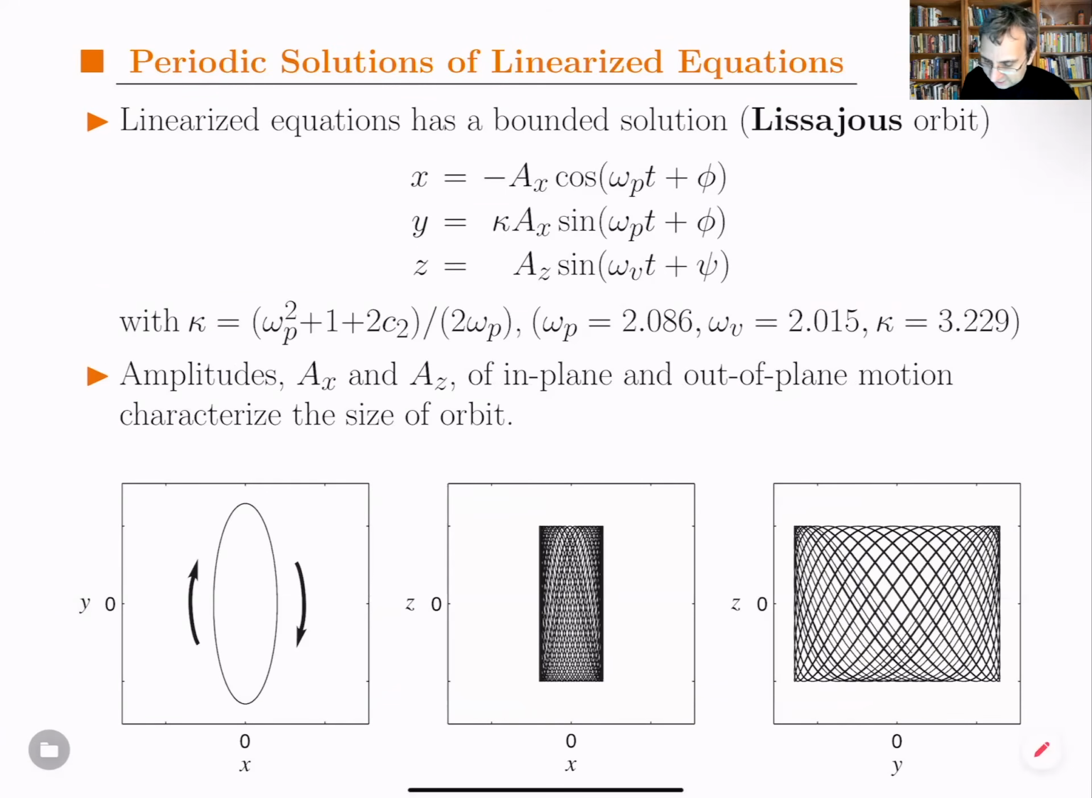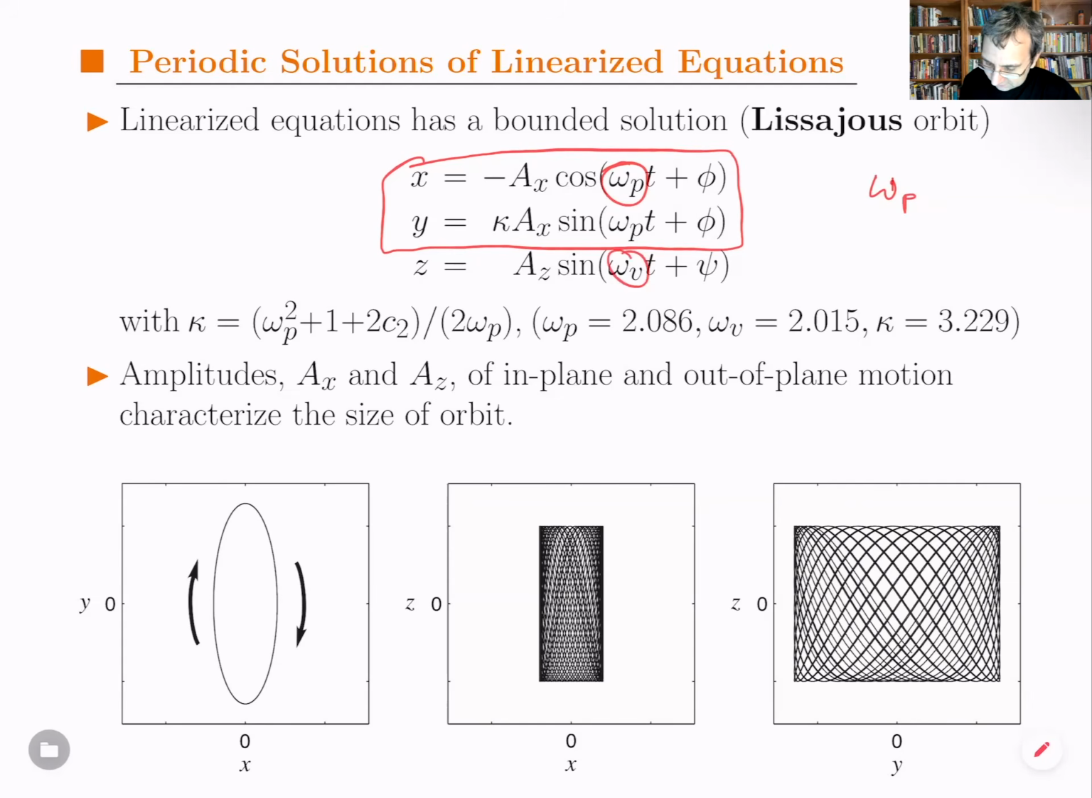So for those ODEs, a general solution is going to look like this. We've got x and y, which will have a frequency of omega p, and then the z dynamics will have omega v as their frequency. I'm showing some values for the Sun-Earth L1. Omega p is 2.086, omega v is 2.015. Notice they're not equal, but they're close.